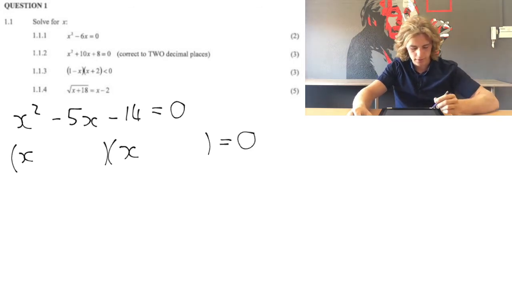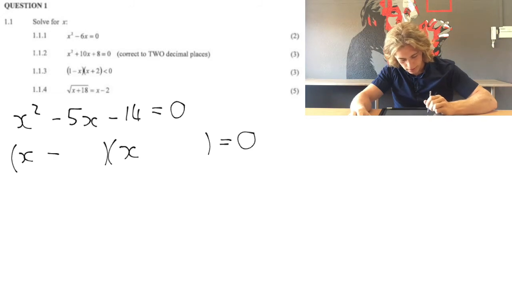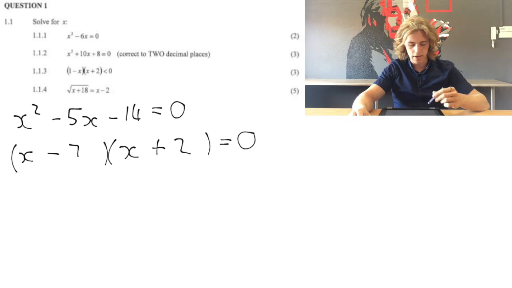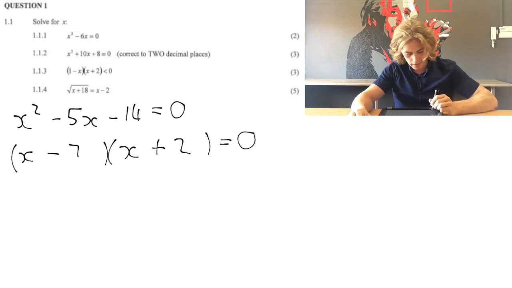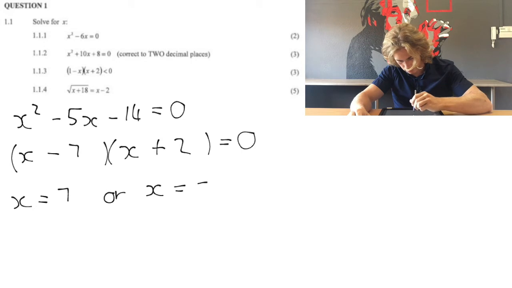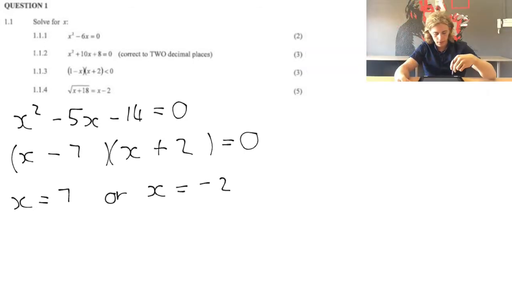And our two factors are then going to be -7 and +2. And to make each of these brackets equal to 0, it's going to mean that x is going to equal +7, or x is going to equal -2. Lastly, because this equation has a square root in it, we have to check our x's because one of them is going to be incorrect.